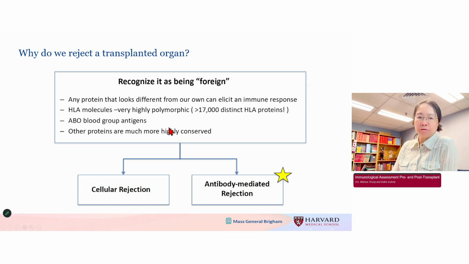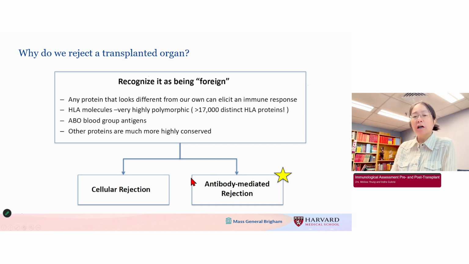Of course, we also have to consider ABO blood group antigens, and there are some other proteins that may show some polymorphism, but those are much more highly conserved. And so when one's immune system recognizes a foreign entity in the context of alloimmunity, that usually leads to two main arms of rejection. One is the cellular rejection, and the other is the antibody-mediated rejection.